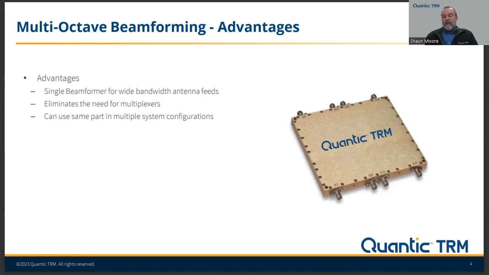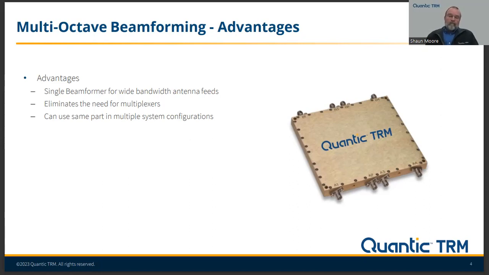Also help with redundancies and other things that you think about in the field, as far as how many beamformers you are going to stock in the field. So it has those sorts of good applications. Also, if you're talking about a broadband antenna, you can eliminate the need for a multiplexer before you hit your beamforming network by having it all done in one step. Or like I mentioned earlier, you can use the same part number in various system configurations.